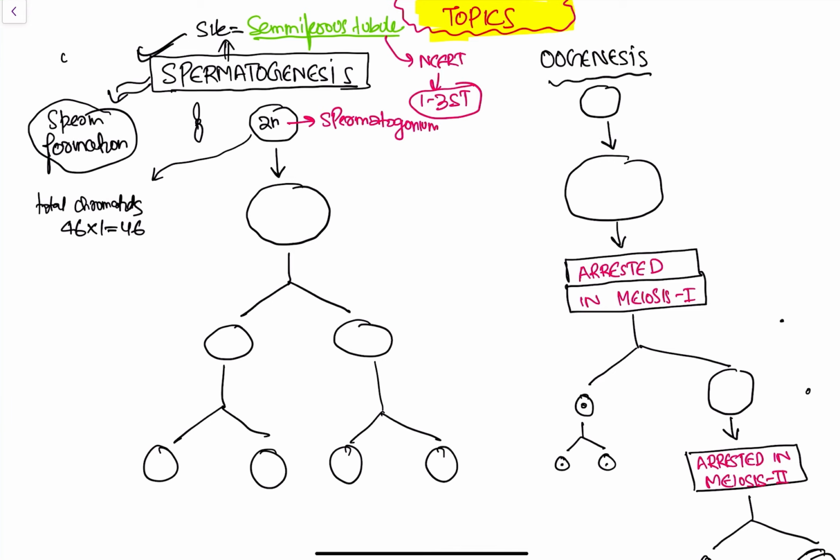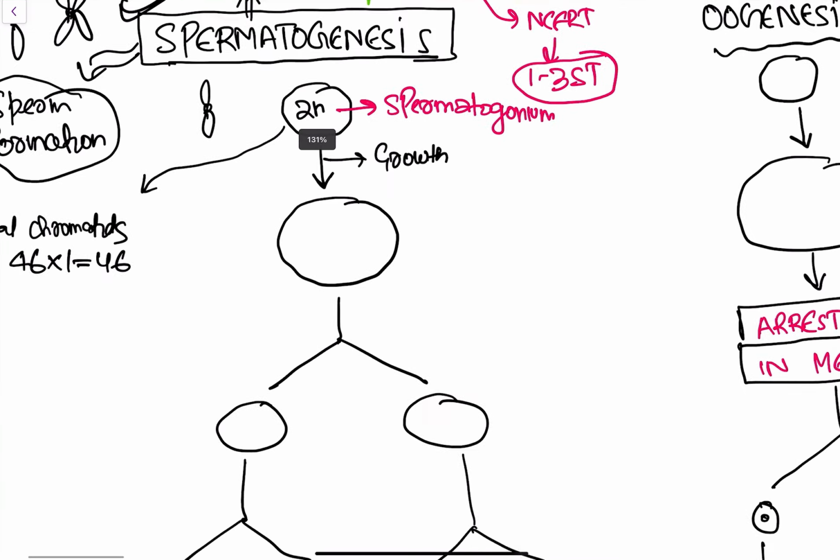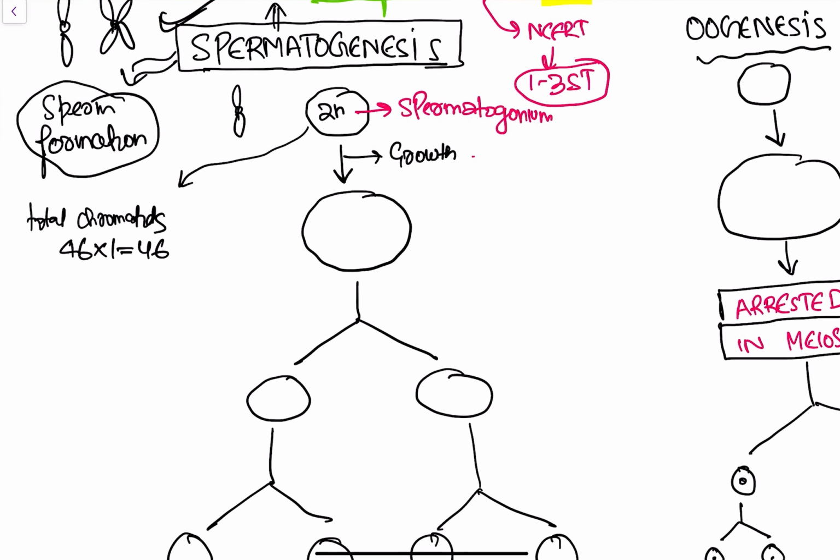Now actually a chromosome has a single chromatid when the DNA has not duplicated, but when DNA has duplicated, the chromosome has two separate chromatids. Now this spermatogonium undergoes a growth phase. In this growth phase, the spermatogonium doubles its DNA, it doubles its metabolites, and it doubles its organelles. After this growth phase, we get a large cell. This large cell is called the primary spermatocyte.